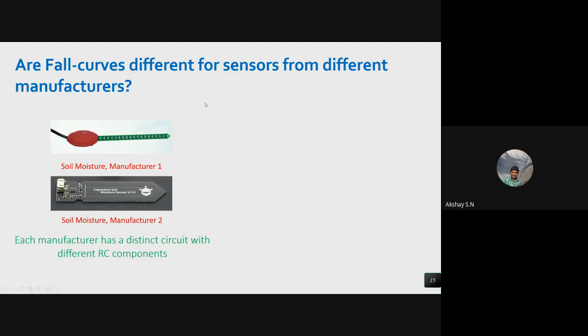Second, are fall curves different for sensors from different manufacturers? For example, here are two soil moisture sensors from two different manufacturers. Both are capacitive sensors, but what changes is just the electrical components we are using, the resistor.